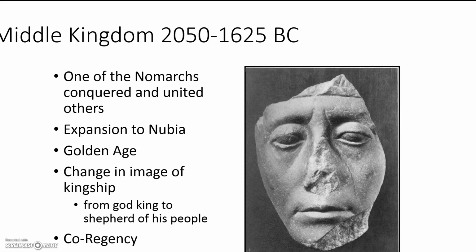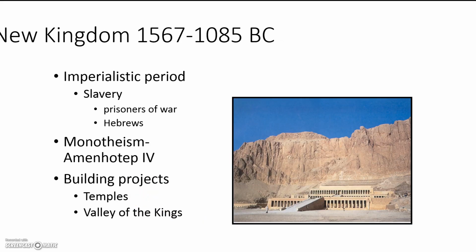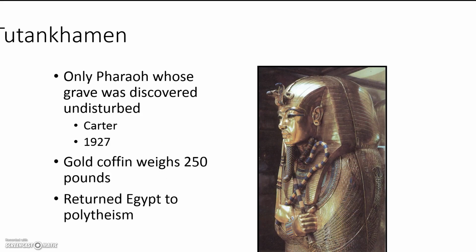The Old Kingdom is going to be followed by the Middle Kingdom, which is going to be characterized by this co-regency period with 2 pharaohs ruling, and the image of the pharaoh being viewed as kingship. He's now the king of his people. And then the New Kingdom is going to be characterized by slavery and massive building projects and a short flirt with monotheism, but we're not going to see that last very long.